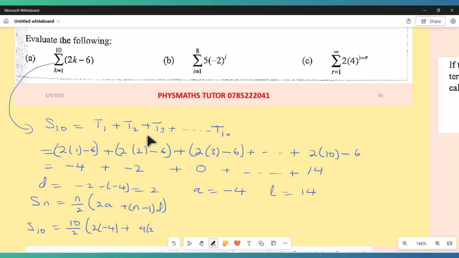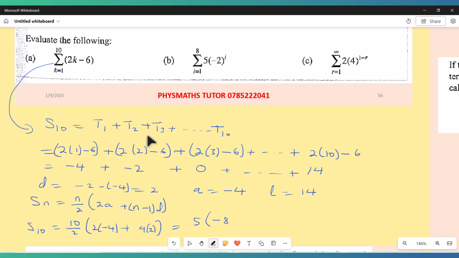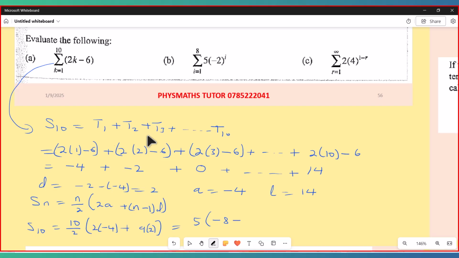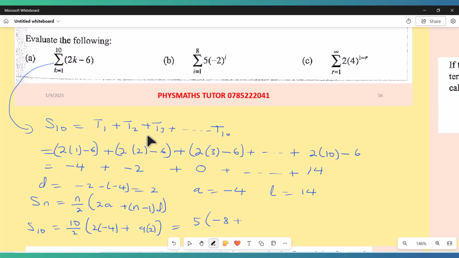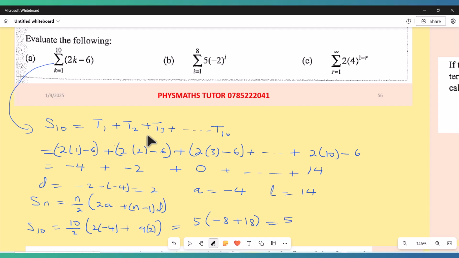So here, what is 2 times minus 4? What is 10 divided by 2? You get 5, ne? What is 2 times minus 4? Minus 8, ne? What is 9 times 2? 18. And what's 18 minus 8? 10. 10 times 5? 50. So the answer is 50.